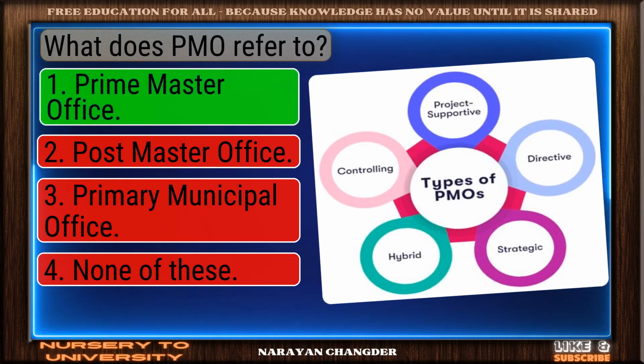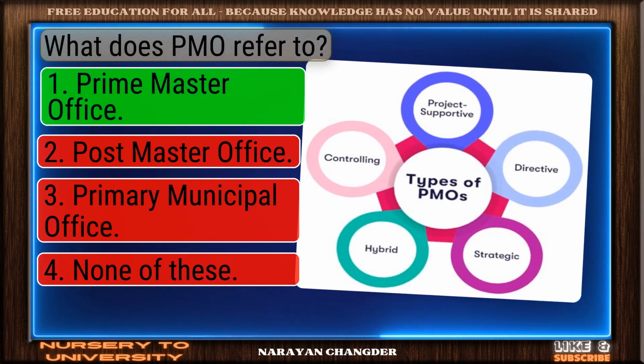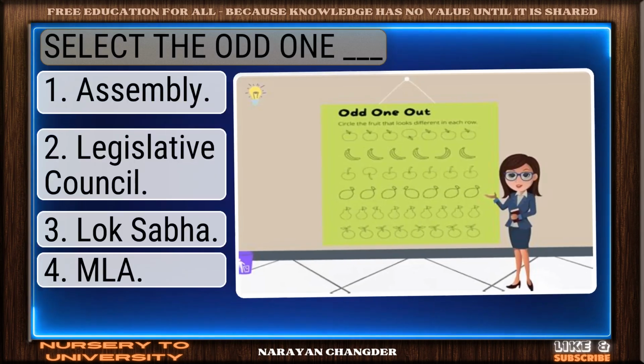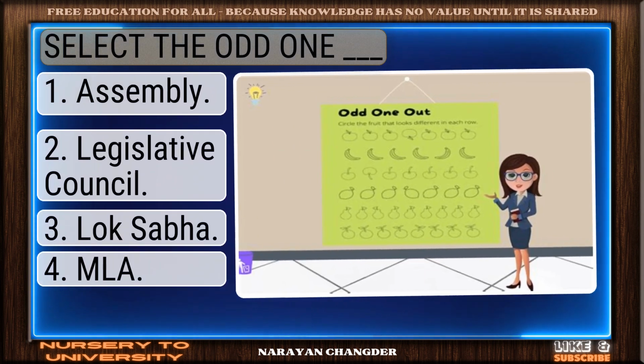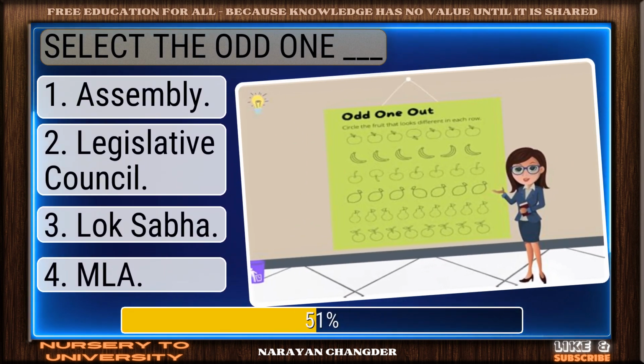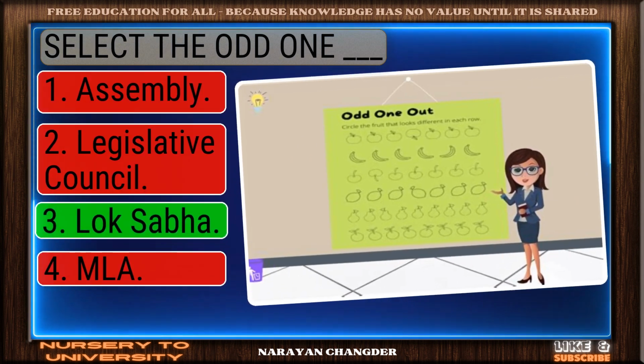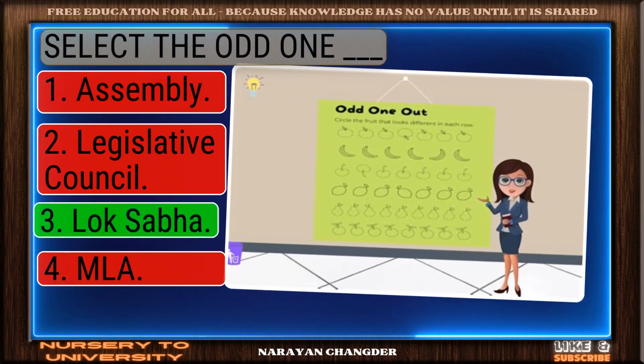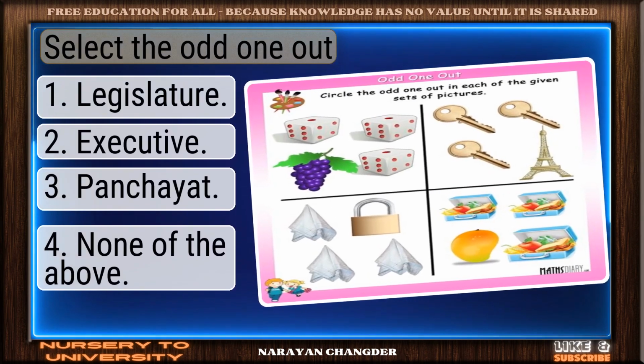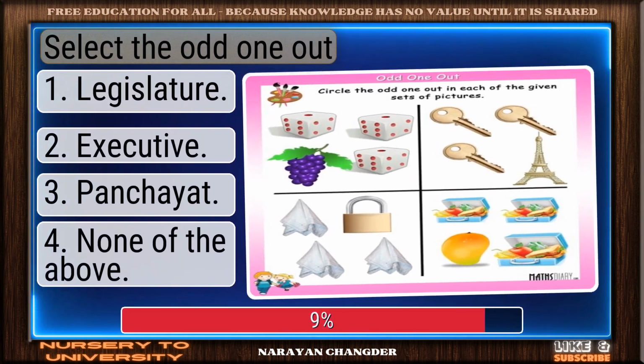Perfect. Prime Minister's Office is the correct choice. Question number 209. Select the odd one, a dash. Well reasoned. Lok Sabha is the correct choice. Question number 210. Select the odd one out.